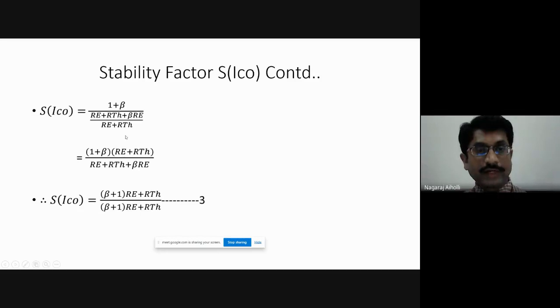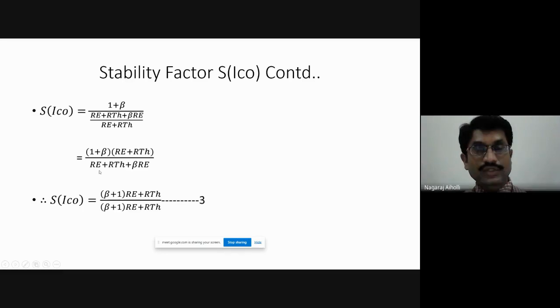We get 1 plus beta multiplied by R_E plus R_TH, the whole divided by R_E plus R_TH plus beta R_E. That is, S of I_CO is equal to beta plus 1, the whole multiplied by R_E plus R_TH, divided by, in the denominator, again R_E is common.